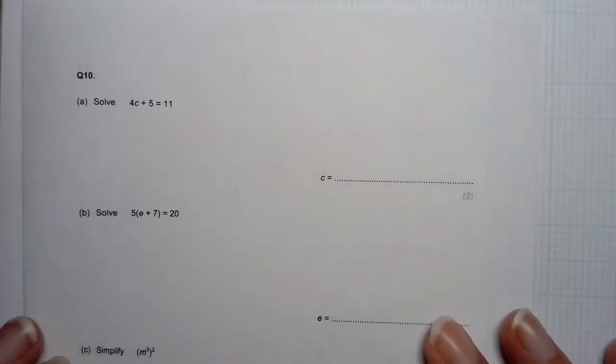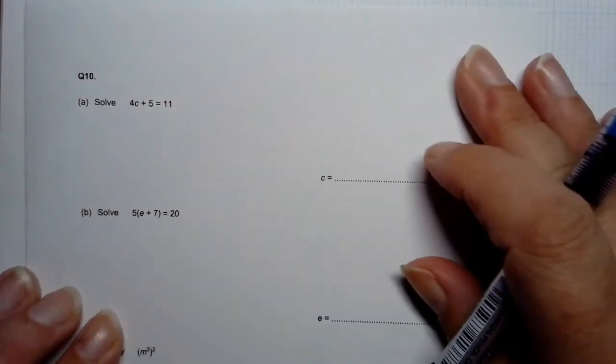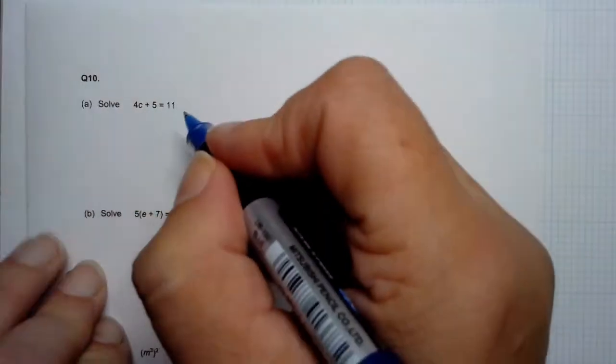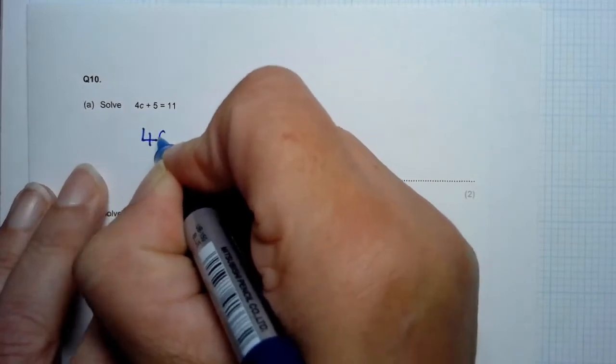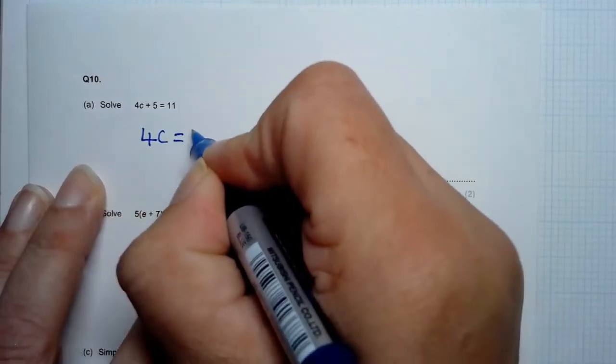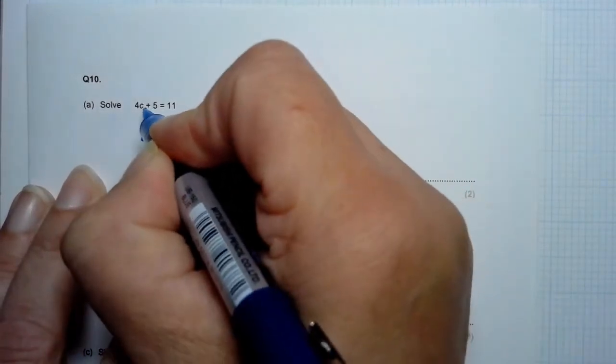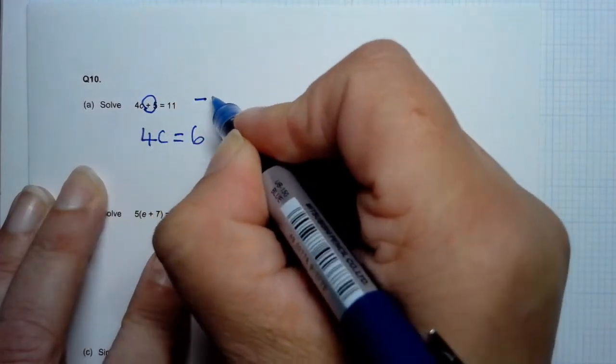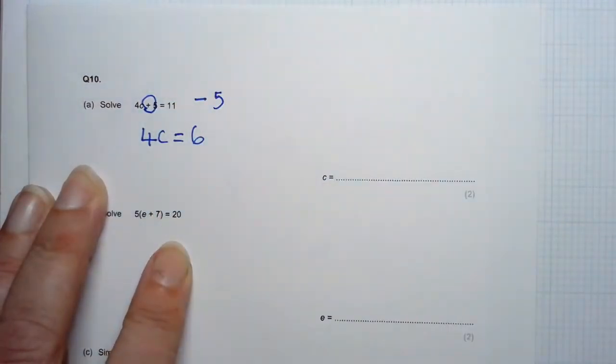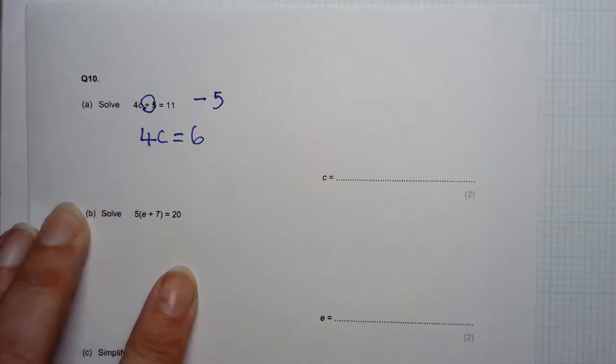For question 10, again we're solving. So we've got our question there. We are going to show a line of working. So I'm going to have 4c equals 6, and the reason for that was a plus 5, so I'm going to take away 5, and 11 minus 5 is 6.